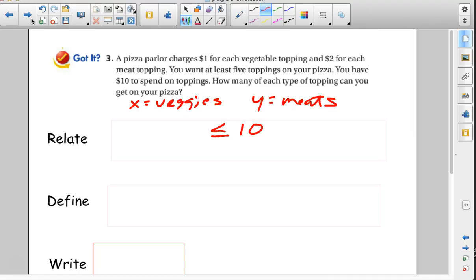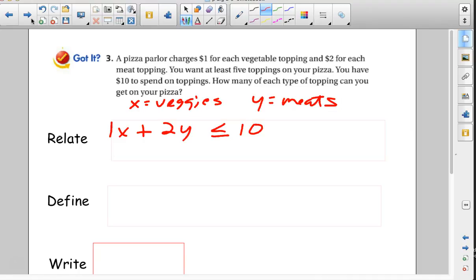And this was about money. So what do we know about money with the veggies? It's $1. How about the meats? $2. There's a total up there somewhere. If we have 2 variables, we need 2 inequalities in order to solve this. Where's the other total?